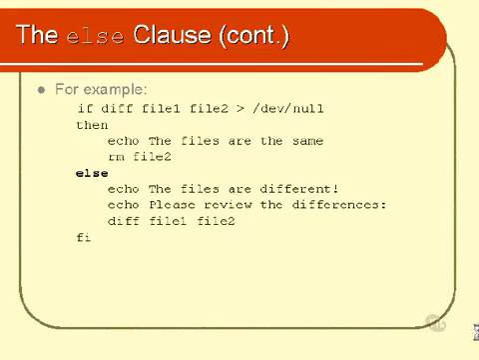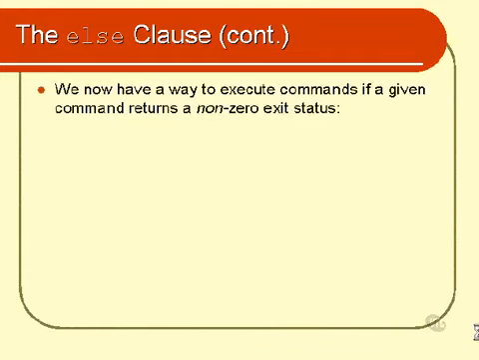About the only thing you have to remember about all of this is that there has to be at least one command in the first half of the if statement and at least one in the second half, or in the else clause of the if statement. So if you think about it, we actually now have a way to execute a command if a given other command returns a non-zero exit status. Now what does that mean?